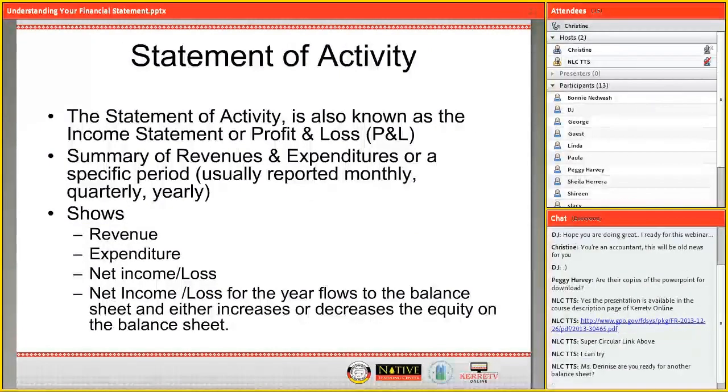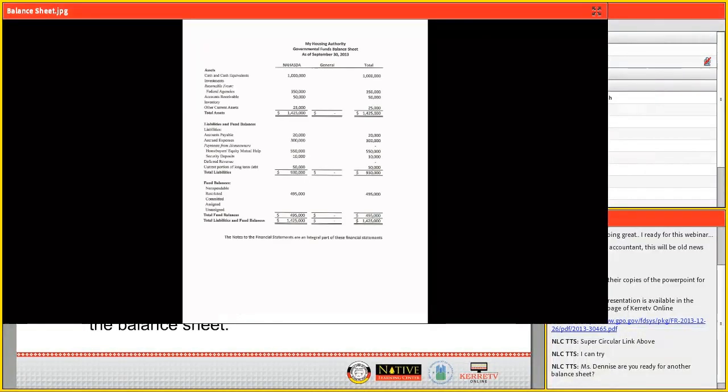Okay, we're going into statement of activity. Am I ready for another balance sheet? Do we have another balance sheet? We do. Okay.